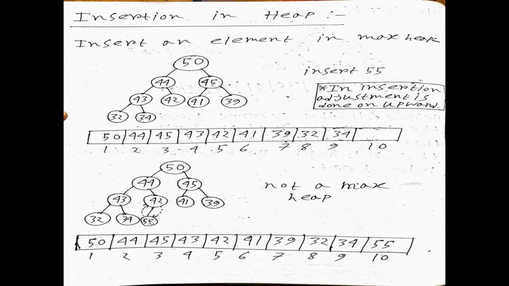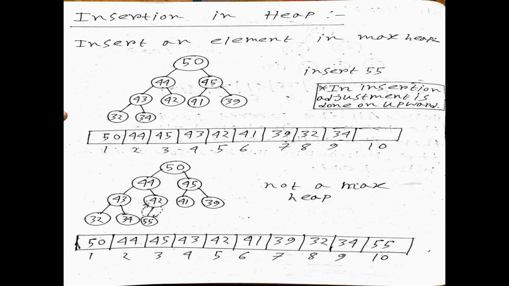Then what do we do? This is the array representation. Now what do we do for making this tree a max heap? What is the procedure? The procedure says that in insertion, we must do the adjustment, adjust the elements. And adjustment is done on the upper part. That means we adjust the elements in the upward direction.